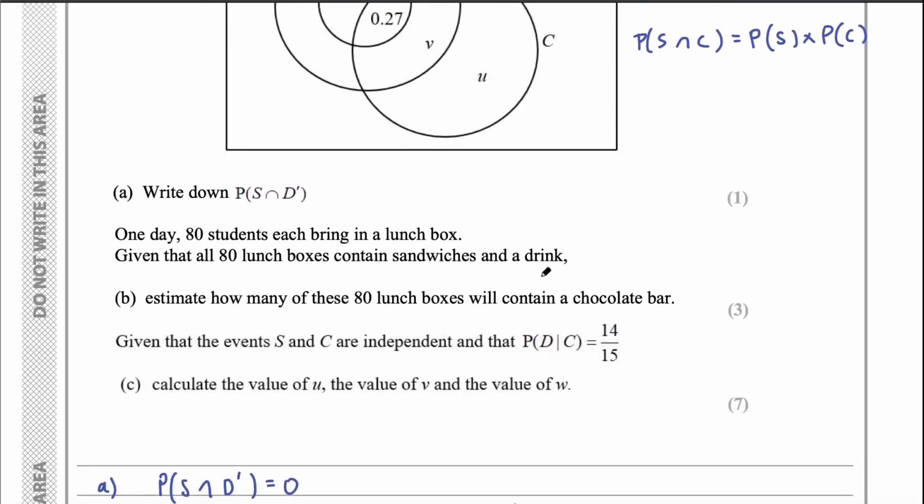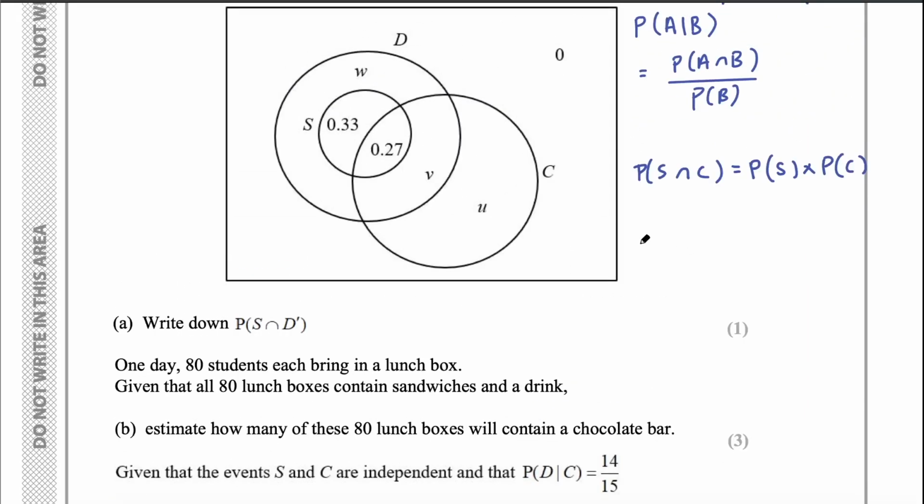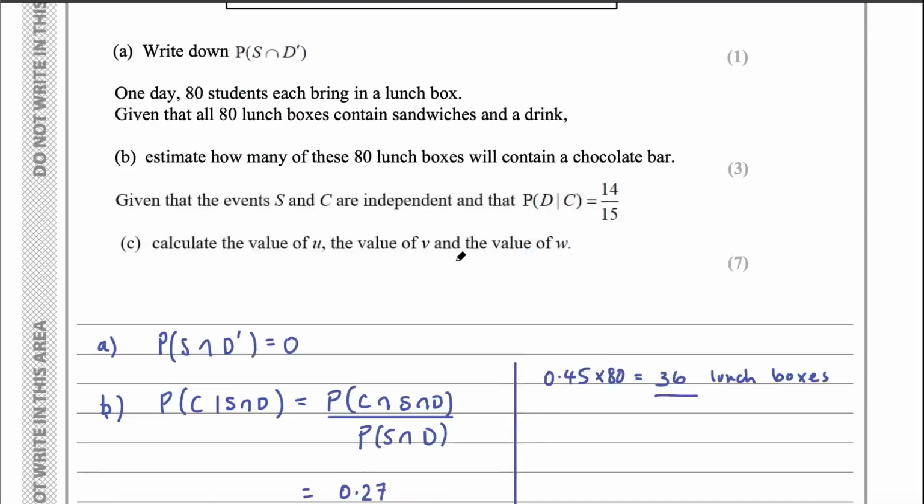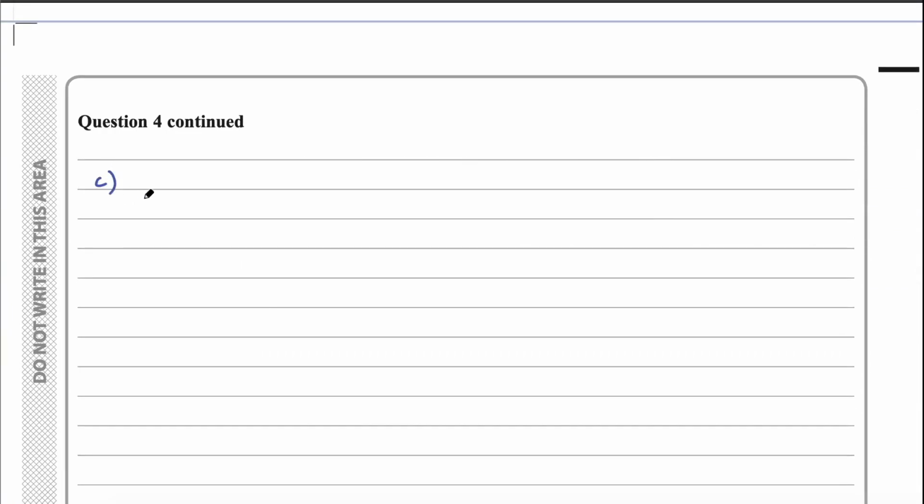So we can use that idea to create an initial equation. And we're also going to use conditional probability, again, to create another equation. So we're going to be kind of solving simultaneous equations here. So let's get started on C on the next page. So we said the probability of S intersects C equals the probability of S times the probability of C.